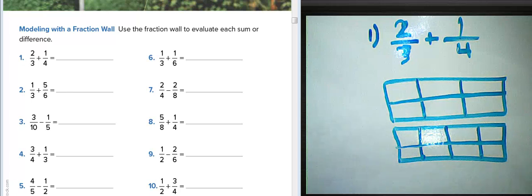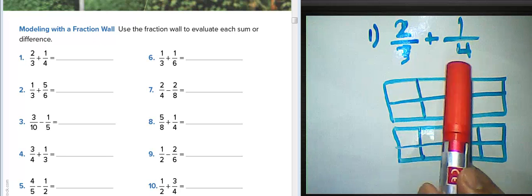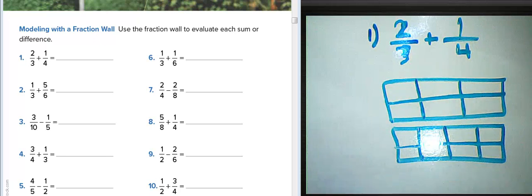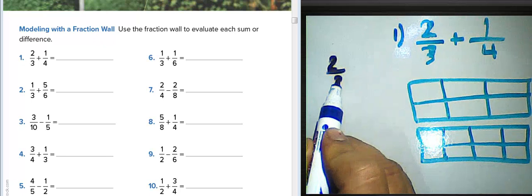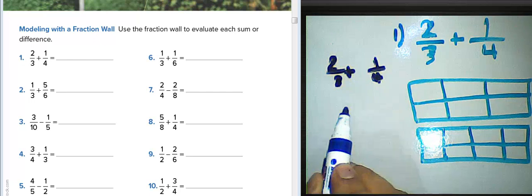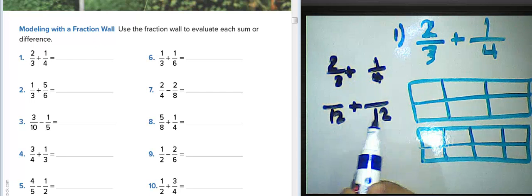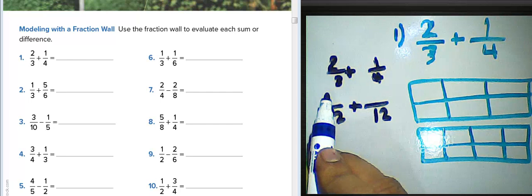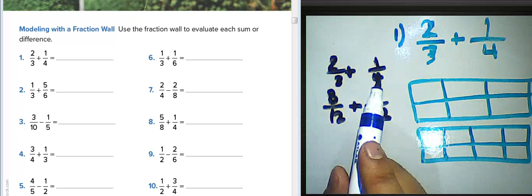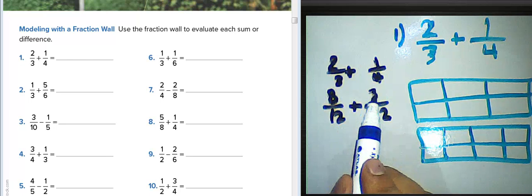Next step, ask yourself about the least common multiple of 3 and 4. 4 cannot be divided by 3, so the least common multiple between them is 12. Then we solve it. For 2 over 3 plus 1 over 4, we write 12 in the denominator. 3 times what equals 12? 3 times 4 equals 12. Then 2 times 4 equals 8. And 4 times 3 equals 12. 1 times 3 equals 3.